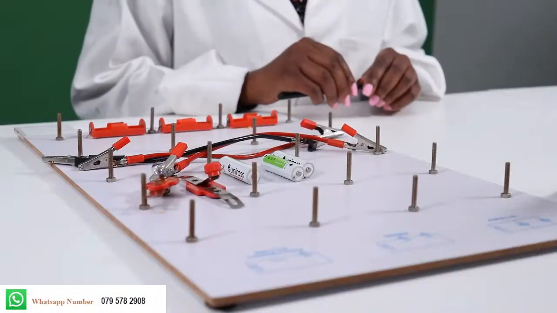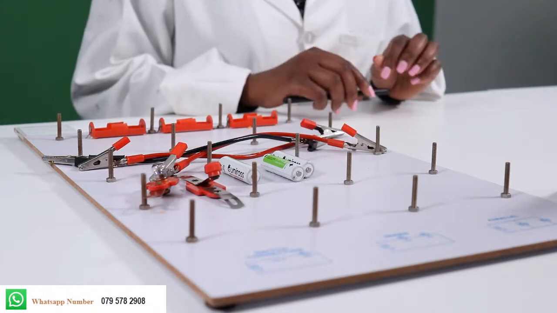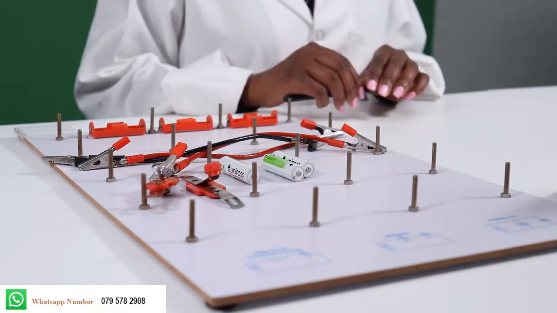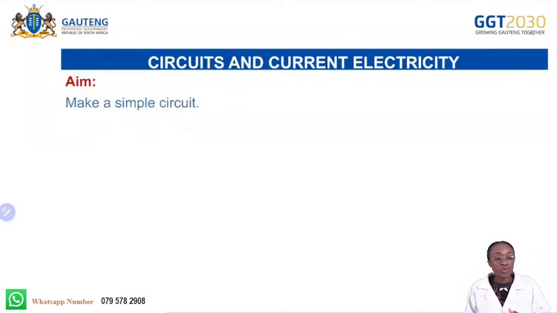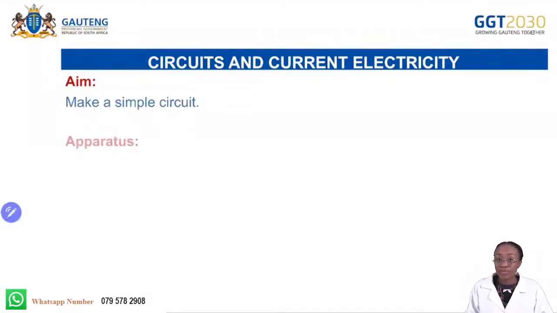Welcome to the lab, grade 8 learners. So now we are going to do our investigation for the day. So in our investigation, remember, we want to build a simple circuit. So what is our aim? Our aim is to build or to make a simple circuit.